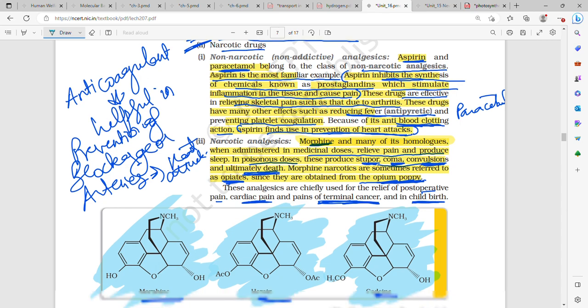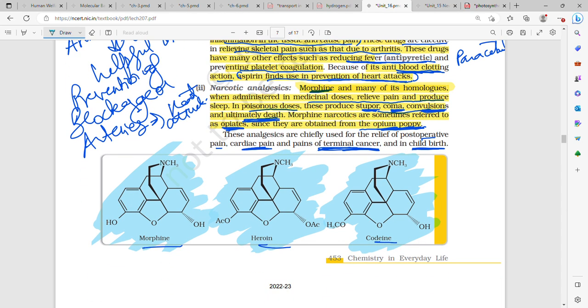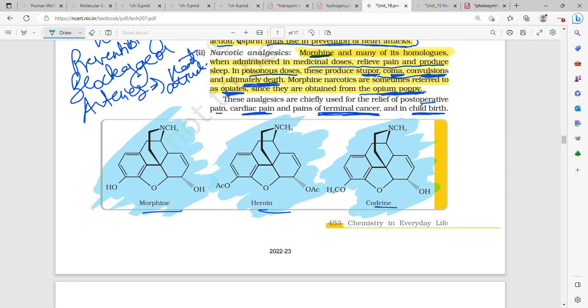Narcotic analgesics, those which are addictive, have as an example morphine and many of its homologues. When administered in medicinal doses, it relieves pain and produces sleep. In poisonous doses, it can lead to stupor, coma, convulsions, and ultimately death. Morphine narcotics are sometimes referred to as opiates, because they come from the opium plant, which is the poppy plant.